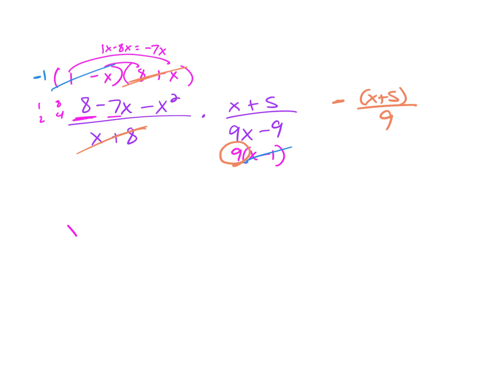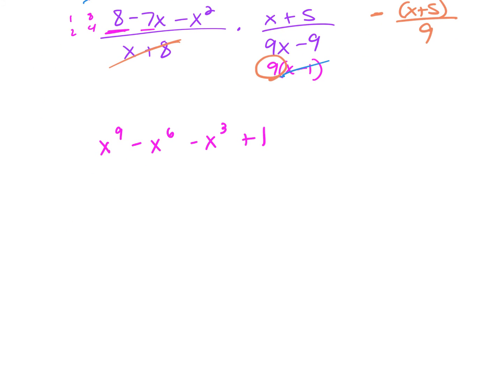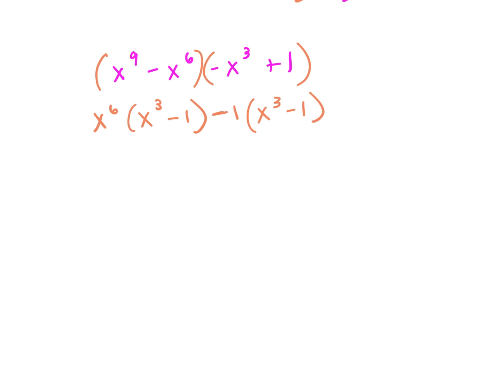x to the 9 minus x to the 6 minus x to the 3rd plus 1. Okay, it was just factor completely, right? So group this. This I could take out x to the 6th, and it's x to the 3rd minus 1. Then I could take out a negative 1, x to the 3rd minus 1. So x to the 3rd minus 1 comes out, and x to the 6th minus 1 gets grouped together.